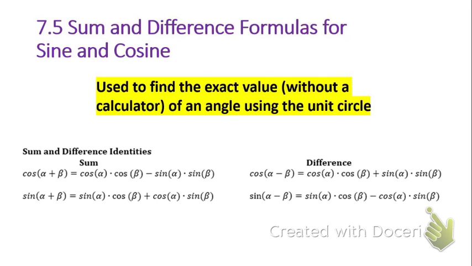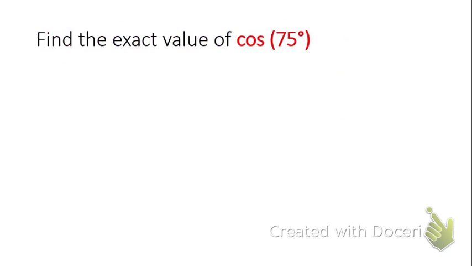Okay, so what we're going to do using the sum and difference identities is find the exact value, and we're going to need our unit circle. So go ahead and take that out also if you don't have it out. You don't have to copy down these formulas again because those will be provided. So go ahead and copy down this first example. We're going to find the exact value for the cosine of 75 degrees.